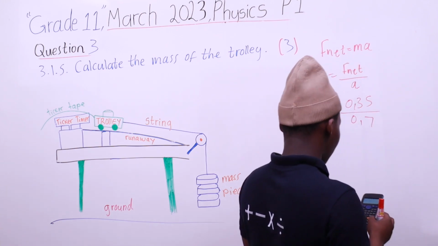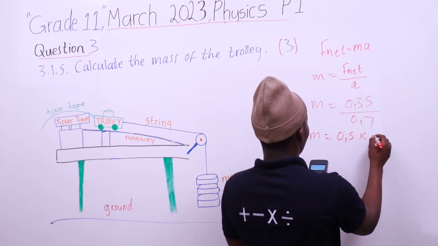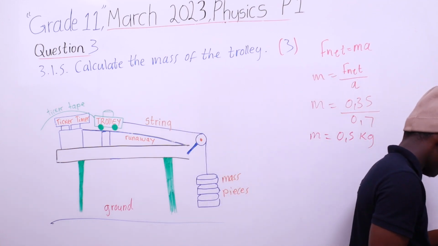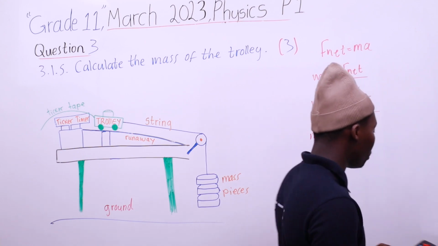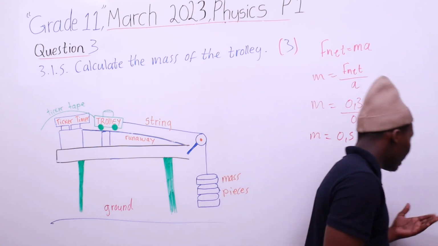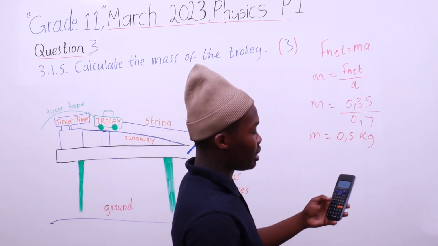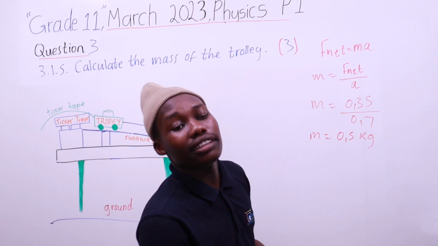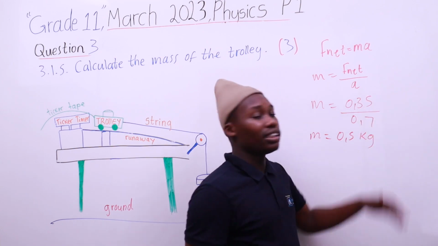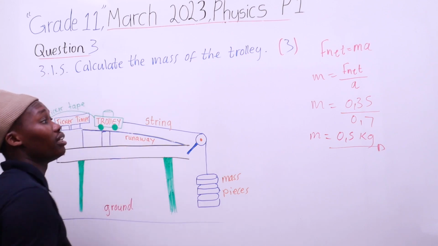So 0.35 divided by 0.7. Our mass is 0.5 kilograms. Okay? If I took another point, 0.2 and 0.4, so 0.2 divided by 0.4 is still 0.5. Another point, 0.05 and 0.1, 0.05 divided by 0.1, it is still 0.5. So any point that lies on the graph, we divide the numbers, and we get for 3 marks the mass of the trolley, and that is it.